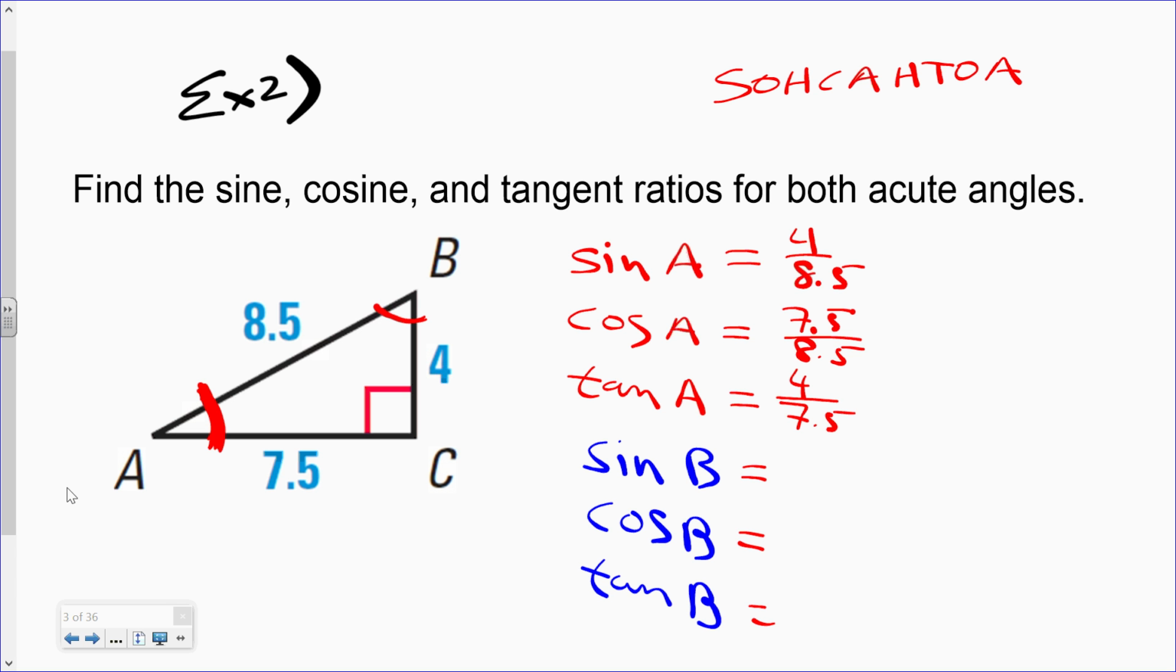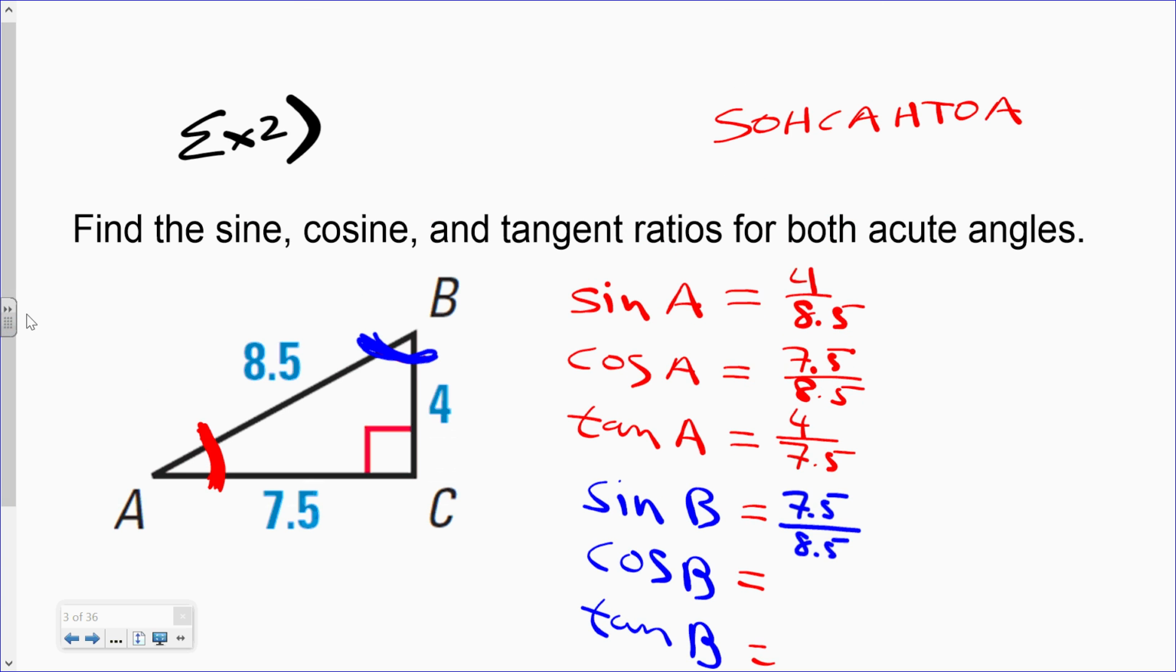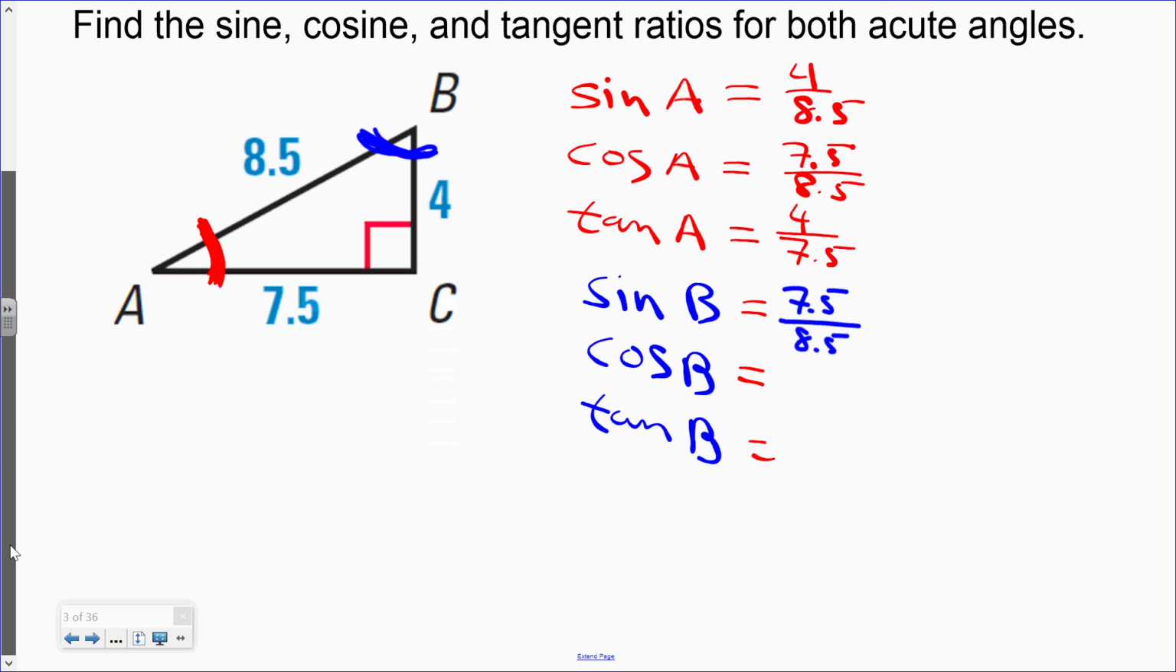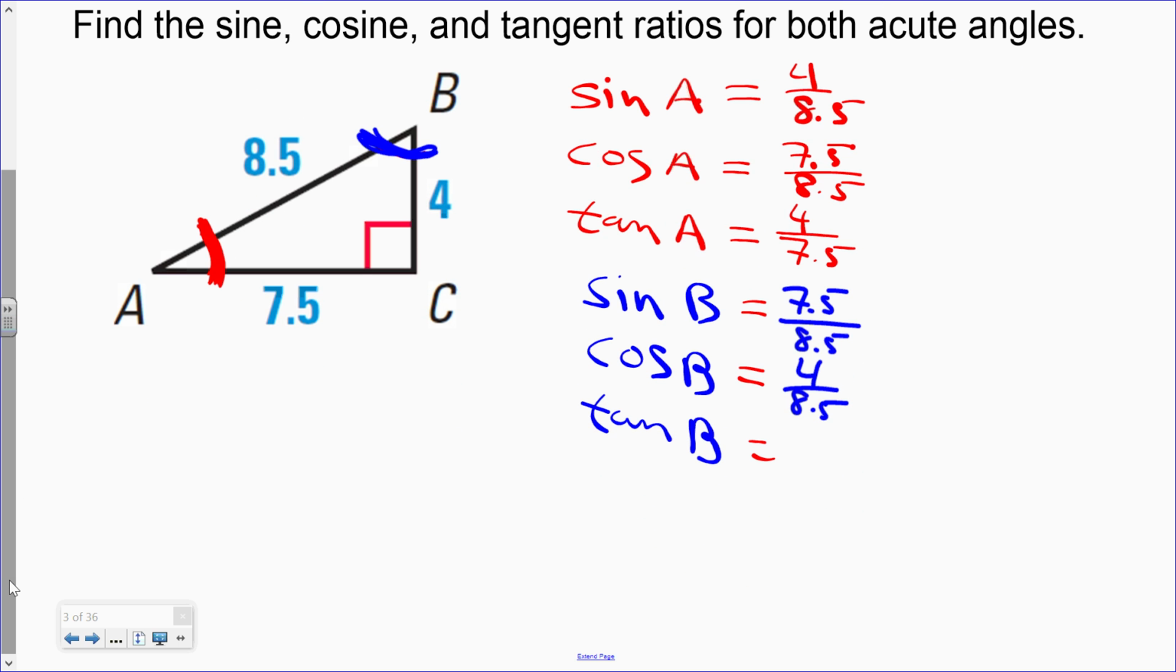All right, now I'll do the other angle, sine of B. Here's B in blue, angle B. Sine of B, SOHCAHTOA: opposite over hypotenuse. Opposite of B is 7.5 and hypotenuse is 8.5. Cosine is adjacent over hypotenuse. Adjacent is 4, hypotenuse is 8.5. And last but not least, tangent of B. Tangent is opposite over adjacent. Opposite of B is 7.5, adjacent is 4. All right, let me bust out my calculator now, and I'm going to round to the nearest fourth decimal place.